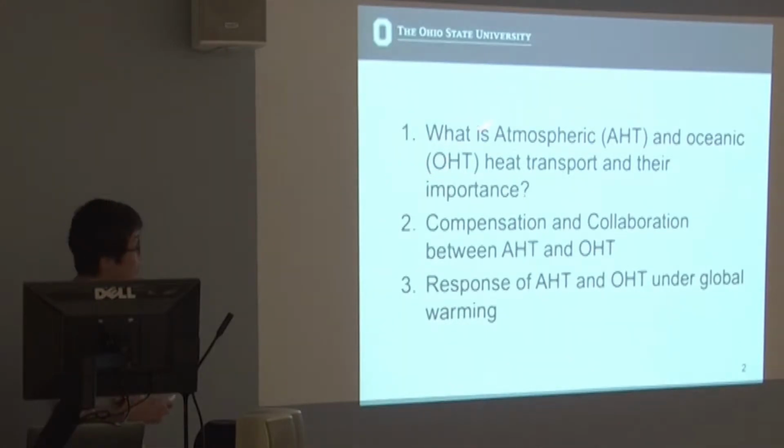Basically, I will cover three topics, from the basic definition of the atmospheric and oceanic heat transport, to the theoretical analysis of the compensation and the collaborative response between the atmosphere and ocean heat transport. Finally, I will talk about the response of the atmosphere and ocean heat transport to global warming and, of course, the mechanism behind it.